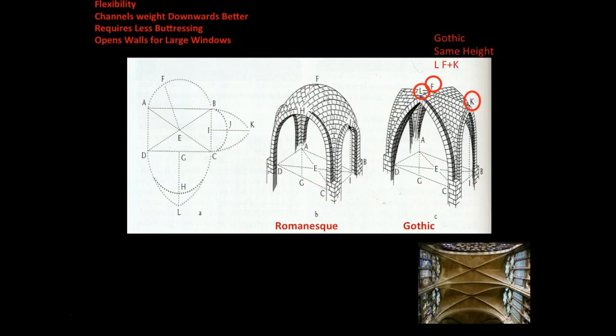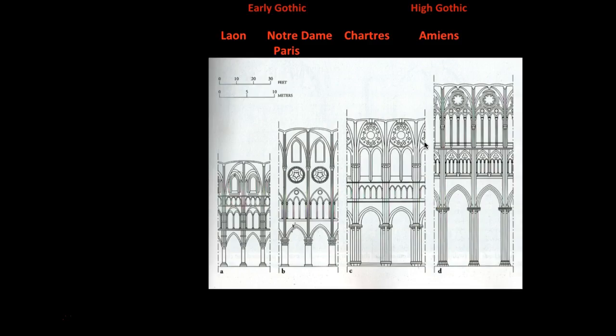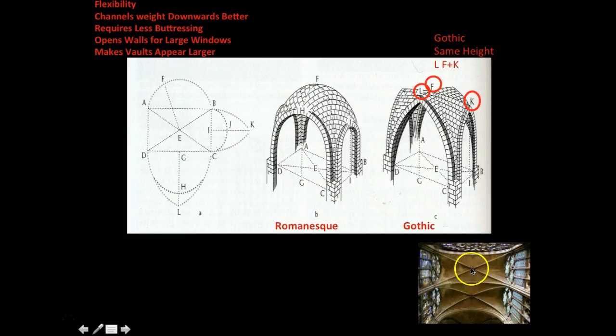Another thing it does is allow for the walls to be opened up for large windows, which we see with the beautiful stained glass in the Gothic cathedrals. It also makes the vaults appear larger, even though technically the space is the same in regards to how much distance it covers, but it looks much larger compared to the Romanesque. And if you look up here, you could see the windows holding up the arch right here, but here you could see the transverse arch and how it hits the same height.